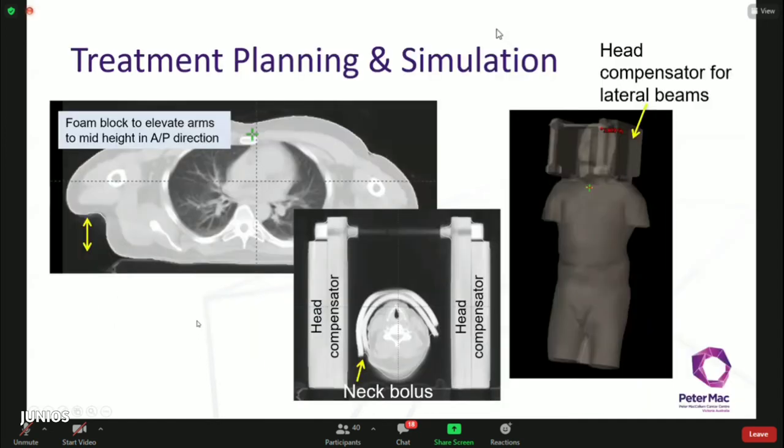So at simulation, we have some specific guidelines for patient setup for their CT scan. For a lying TBI, the patient has their arms resting on foam blocks, and we are intentionally, for the lateral beams, adding the arms in the beam path between the beam entrance and the lungs. So we're using the patient's own arms as a way of shielding their lungs from those lateral beams. And we can see also the head compensators, which are present at CT, although you can also add this as a structure for the hips, which is what we've moved to do now. And the addition of neck bolus in the scan as well is also present.